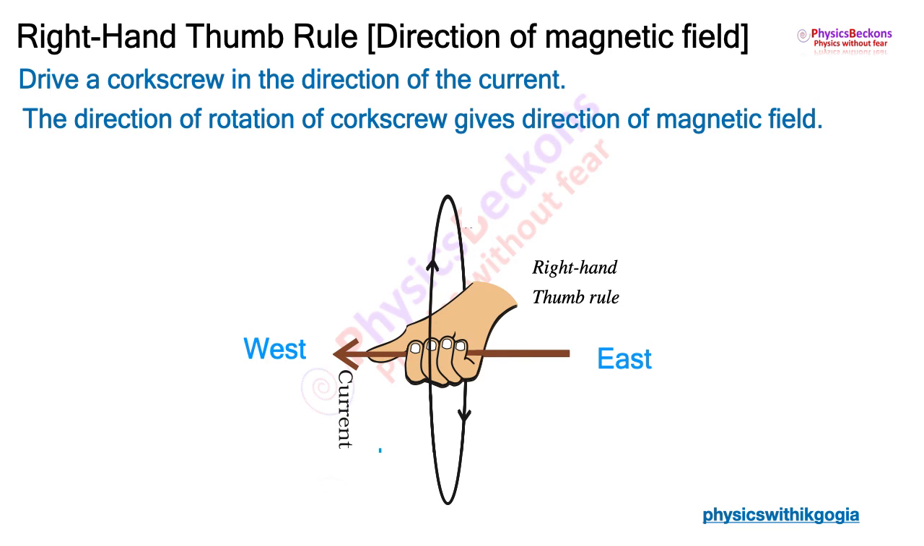Drive a corkscrew in the direction of the current. The direction of rotation of the corkscrew gives direction of magnetic field. The corkscrew has to be rotated along clockwise direction if you look from east. So, the magnetic field line also has been marked with arrows in clockwise direction.